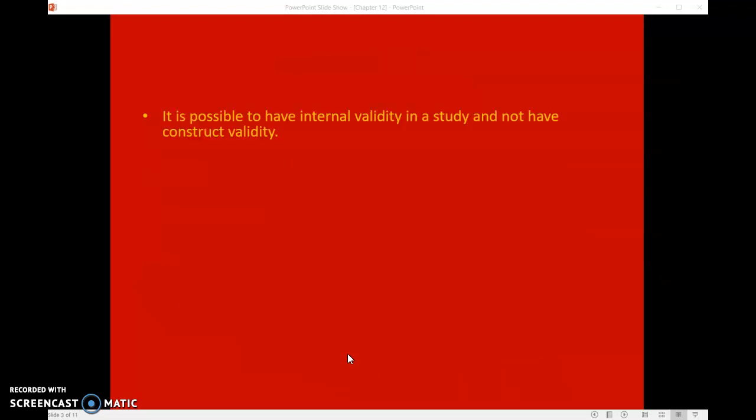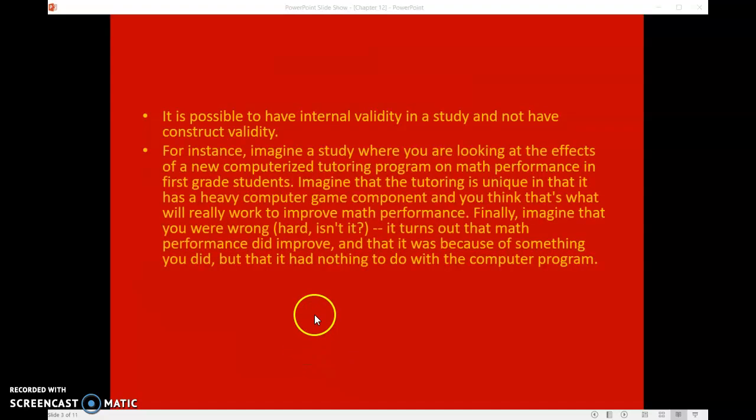So let's look at an example. It's possible to have internal validity in a study and not have construct validity. So for example, let's say we have a study where we're looking at the effects of new computerized tutoring on math performance. And imagine for a second that the tutoring is unique in that it has a heavy computer game component, and you think that that's what will really work to improve math performance. Finally, imagine for a second you're wrong. It turns out that the math performance did improve, and it was because of something you did, but it has nothing to do with the computer program.